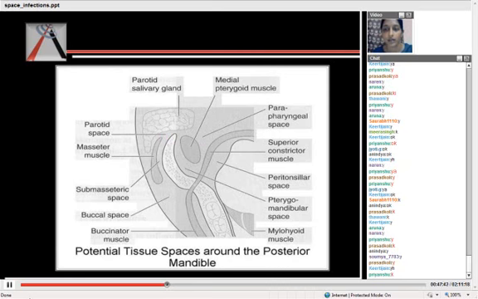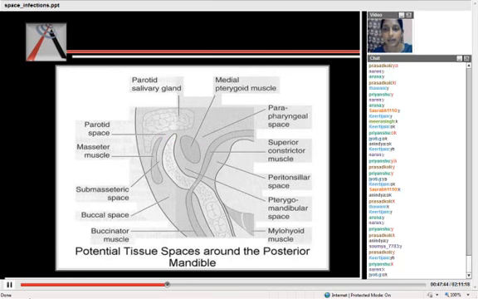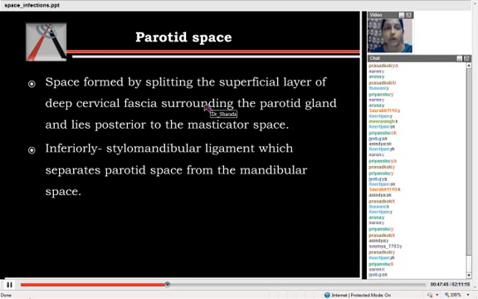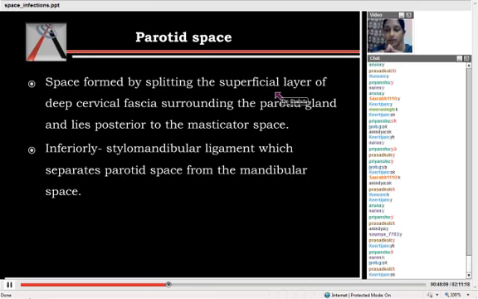Okay, so just imagine that and we go to the theory. Space is formed by splitting the superficial layer of the deep cervical fascia. So just imagine you have your parotid gland, okay? It has the deep cervical fascia covering it, forming the parotid fascia. You split the superficial layer and you provide a potential space. Got it?